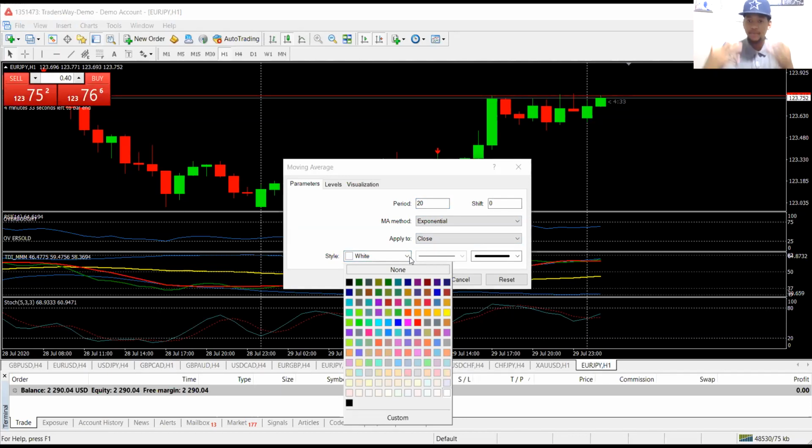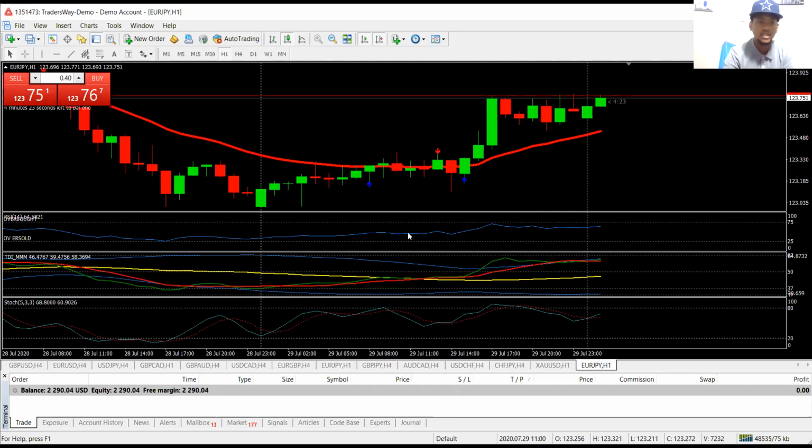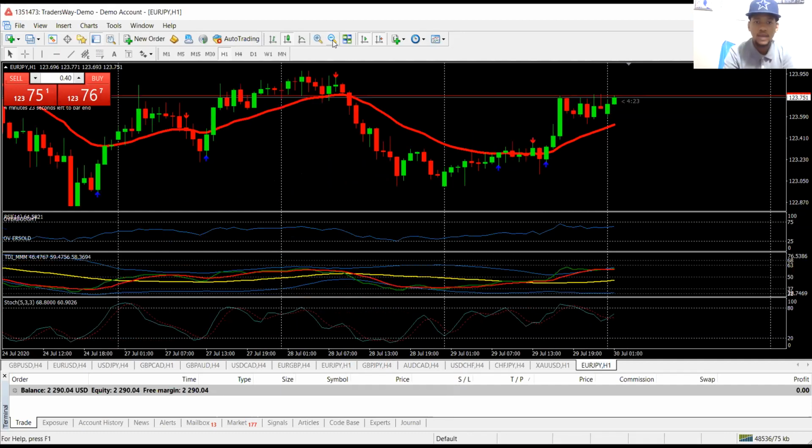So if you see red, that means stop, right? So I'm going to use red, and I always make mine really big. You know, I'm blind. And then I hit OK. Now, that's how you get the 20 exponential moving average, okay? So let me zoom out and show you guys and explain to you why I say this is so powerful.